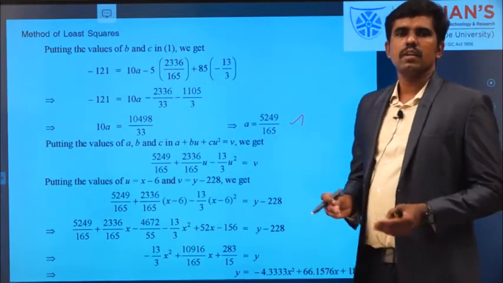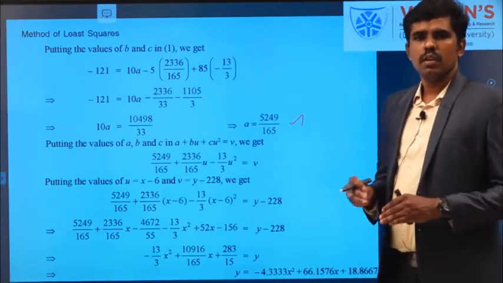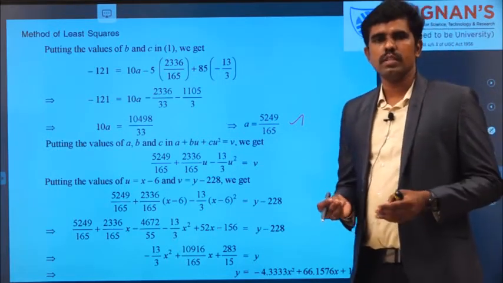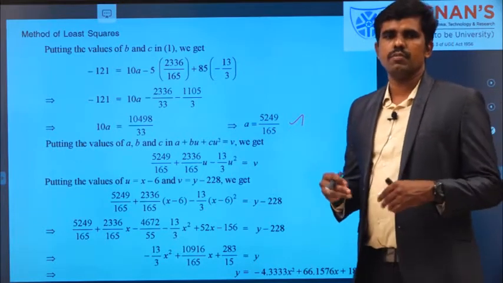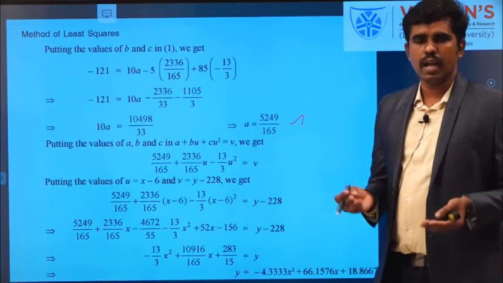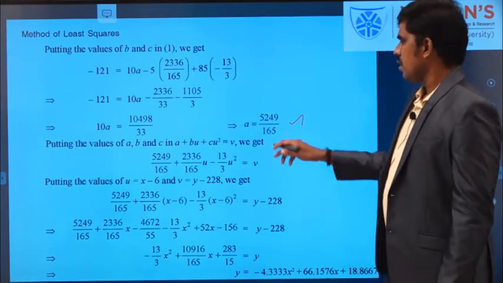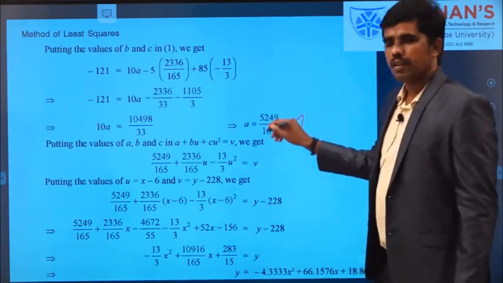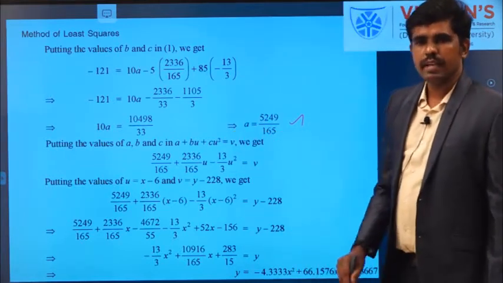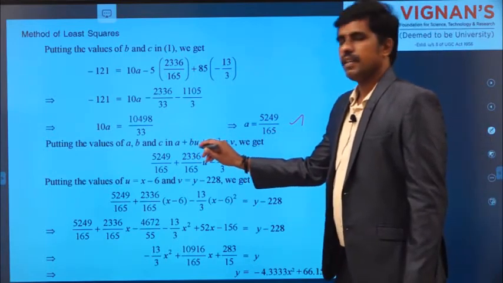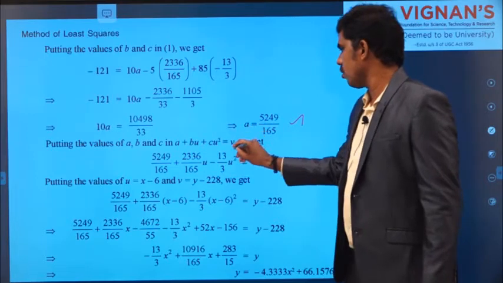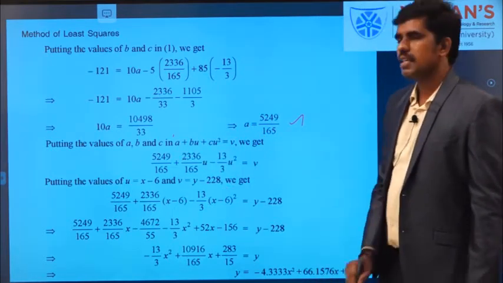That's why we are using change of scale also. You have to reduce the time duration whenever you are doing problems in statistics, because you will be in a situation to solve many problems. You have to use the calculator in a fast way. So I found the values of A, B and C, then substitute those A, B and C in the parabola equation: v is equal to A plus Bu plus Cu square.